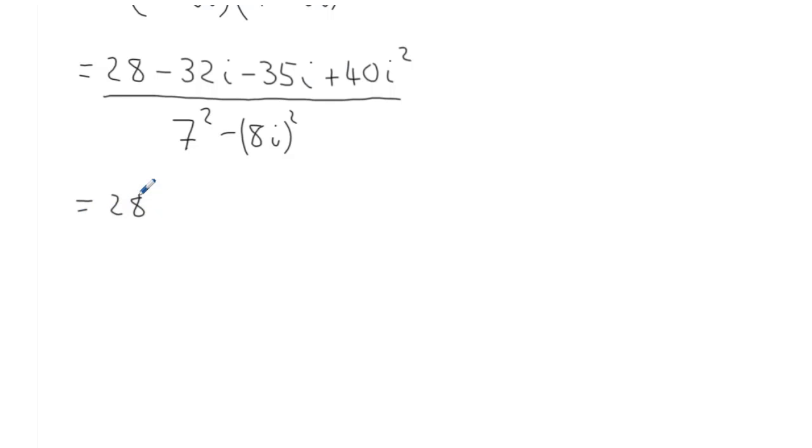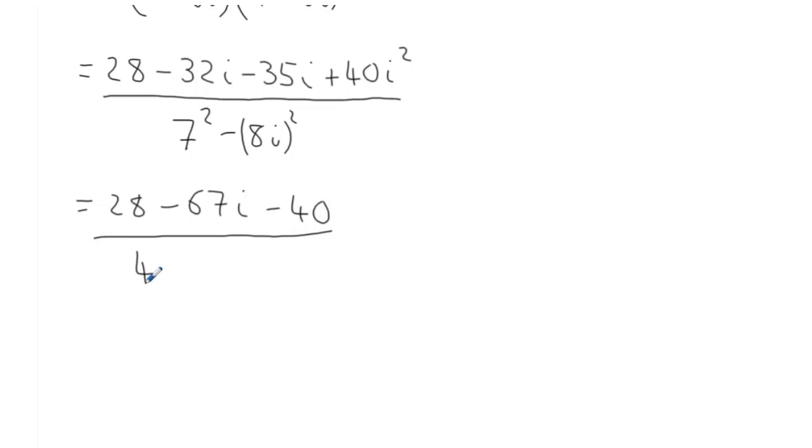I'm going to say this is 28. Then you've got minus 32 minus 35. So 32 plus 35. 30 plus 30 is 60. 2 plus 5 is 7. That's 67. It's minus, and there's an i. So minus 67i. Then you've got 40i squared. Well, i squared is minus 1. So 40i squared is minus 40. So that's on the top.